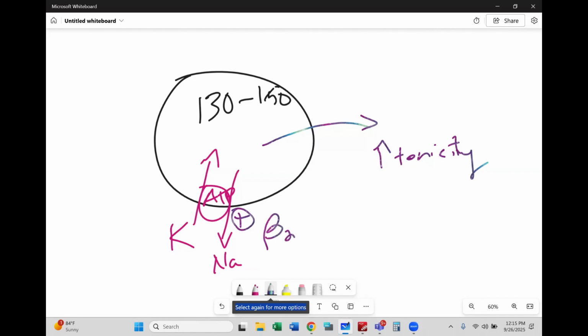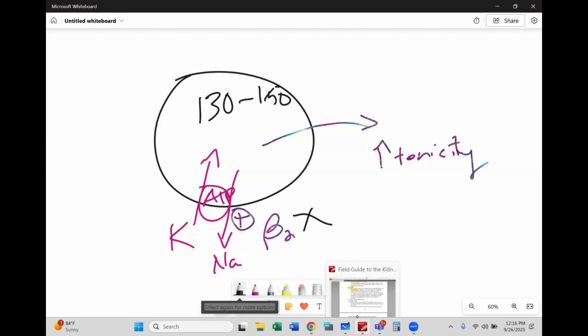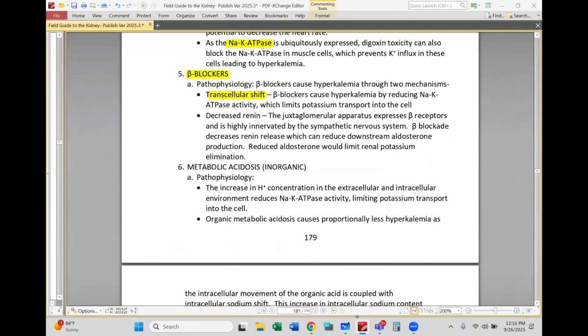Now, so it stands to reason, if you use a non-selective beta blocker, right? A beta blocker that blocks not just beta-1, but beta-2 as well, you would inhibit the intracellular compartmentalization of K. So that is a physiology that can sometimes be manifest in the clinical realm. However, I would never attribute that as a sole explanation for hyperkalemia.